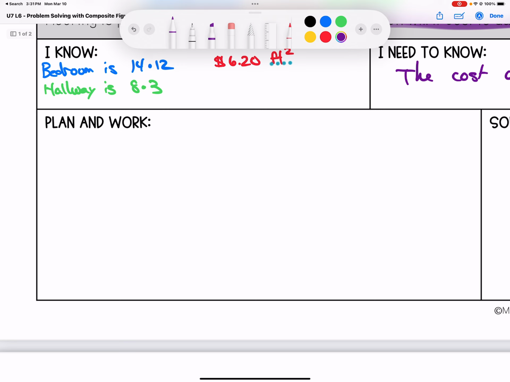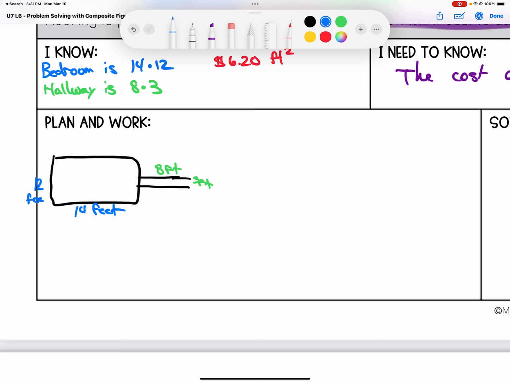First of all, I strongly encourage you to draw a picture. Okay, so here's the bedroom, and here's the hallway. The hallway is, let me do it color coded, 8 feet by 3 feet. Okay? The bedroom is 14 feet by 12 feet. So I encourage you to draw a picture. Okay?